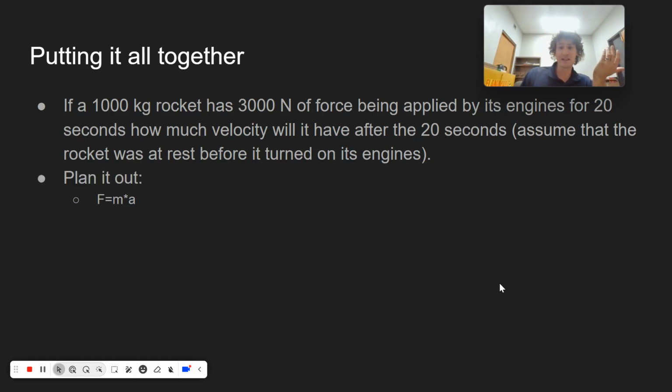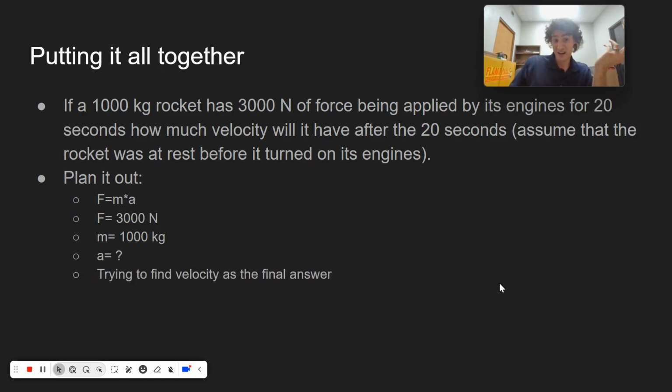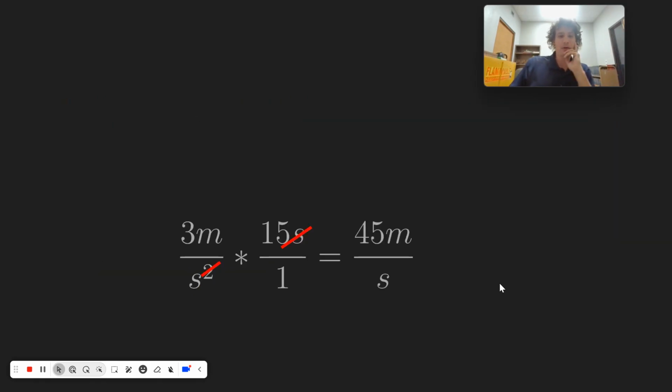Okay, I like to plan things out, especially if you're new to this. It's a good idea. You say, what equations am I going to need? I have force, I have mass, I probably need F equals ma, right? Think about a toolbox. You see a nail, you reach for a hammer, because you know the hammer's for nails. You know force, you think Newton's second law. So then I list out my variables, 3,000 newtons, 1,000 kilograms. I can find acceleration. And then I say I'm trying to find velocity. If I have acceleration and I have time, I can easily find that, assuming it's constant. But that's another conversation.